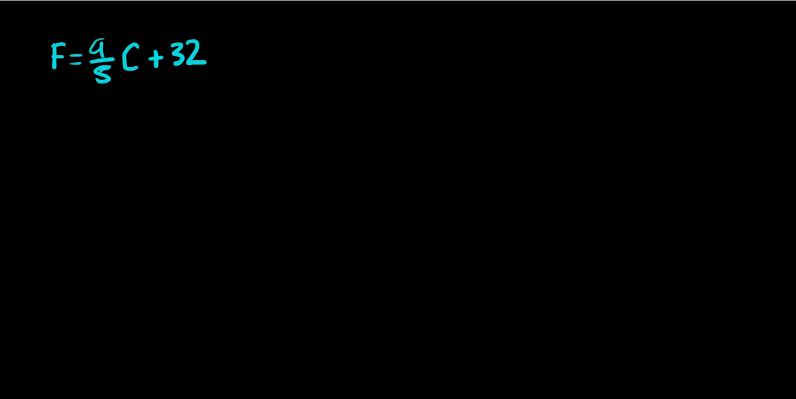So first we're going to start by doing the addition and subtraction. So you want to subtract 32 from the right side, and if you do it to the right side, you have to do it to the left side. So we now have F minus 32 equals 9/5 C.